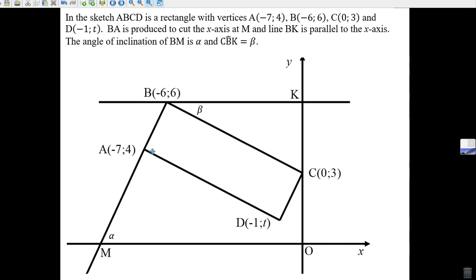So, we've got an angle, we can get a gradient. That's the idea. Or if you've got a gradient, you can get an angle. But both ways. That's really important. Okay, let's just try the first question.